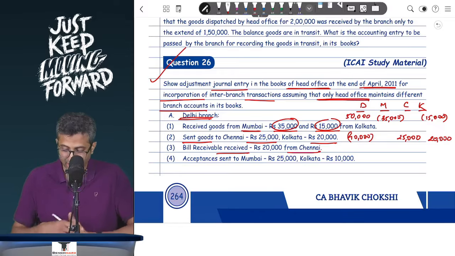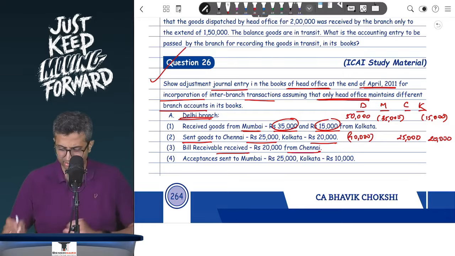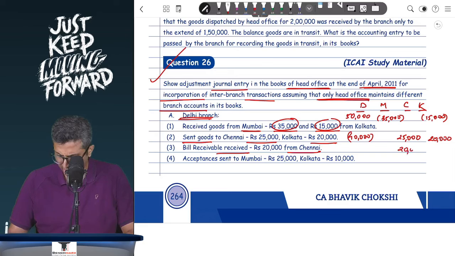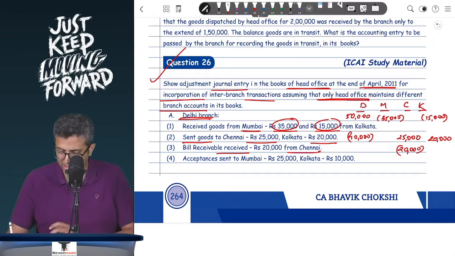Bills receivable received from Chennai. So Chennai has paid, and hence Delhi is going to receive. So Chennai is paying. So Chennai will now be credited because it is paying. Chennai branch account credit, and Delhi's bank or bills receivable account debit, because I'm receiving. So this is Delhi's bills receivable account debit or bank account debit to what? Chennai, and hence this is 20,000 debit. I've received money.